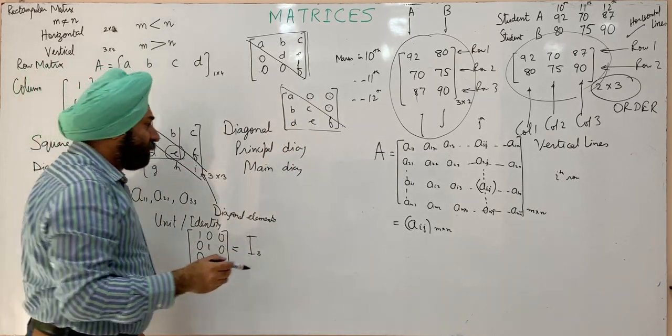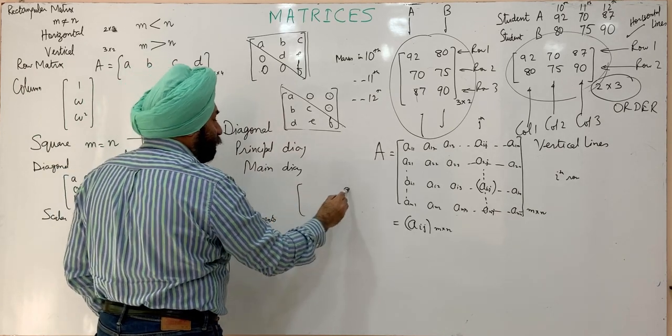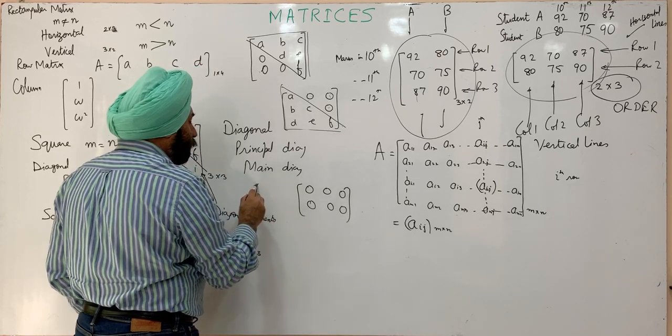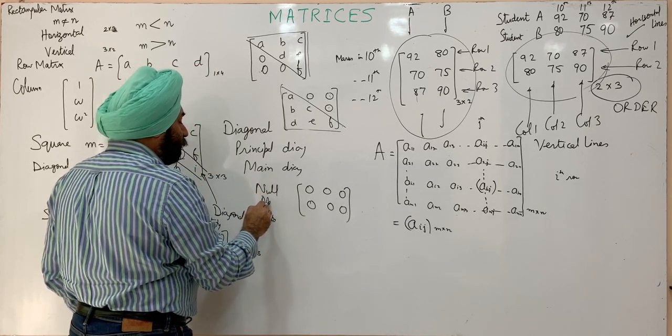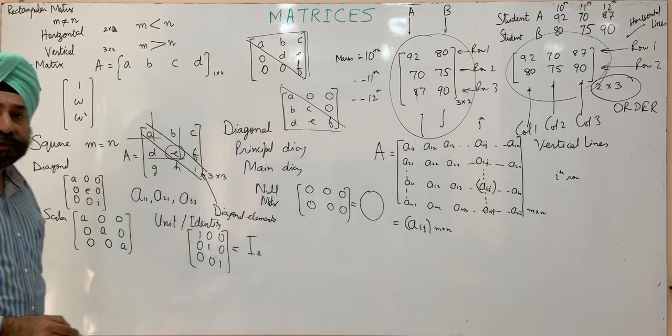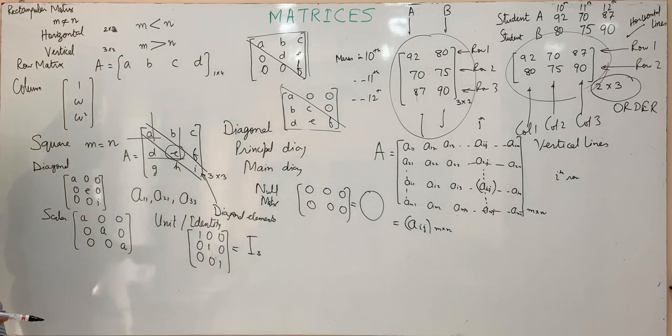And if all the elements of a matrix are zeros, it may be of any order. It's called a null matrix. We write it with O. This is a null matrix. This may be a square matrix or a rectangular matrix, or even a row matrix or a column matrix.